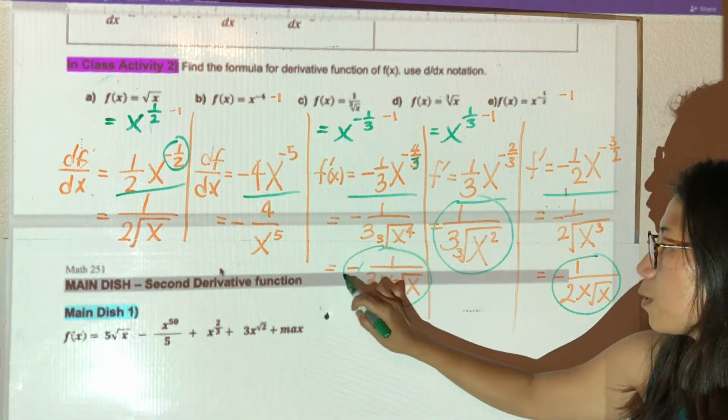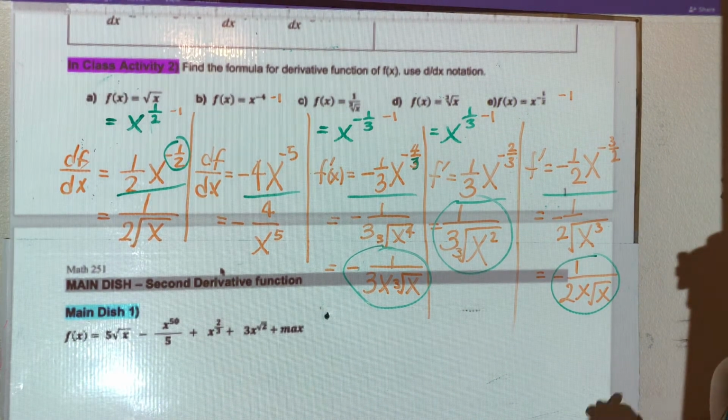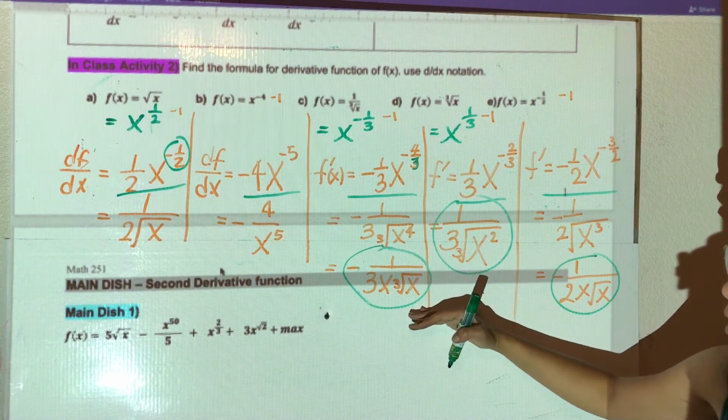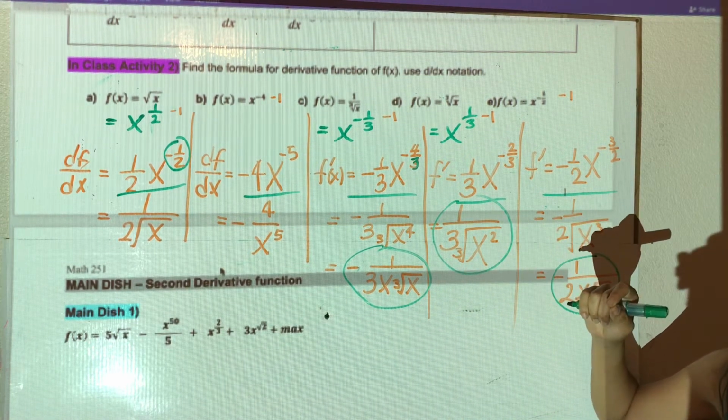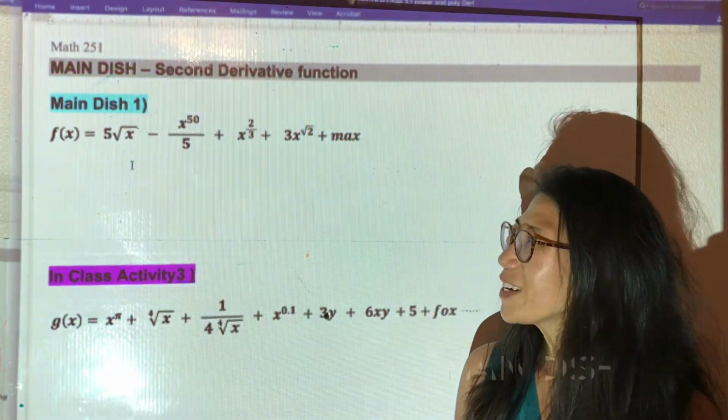And hopefully you can get there too. Okay. Yeah, seriously, when you do homework with Wiley Plus, let me know which one they take the answer. Okay, let's look at our main dish.